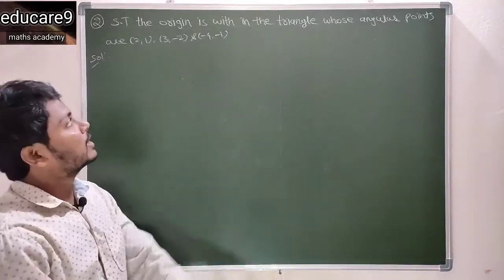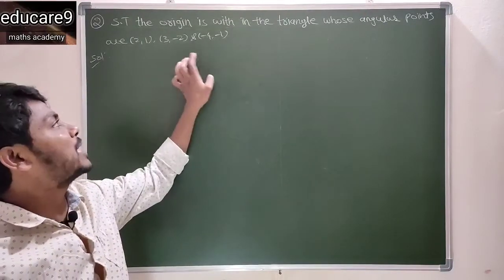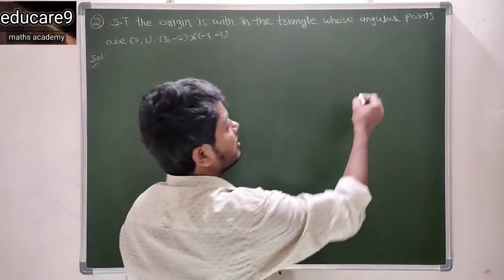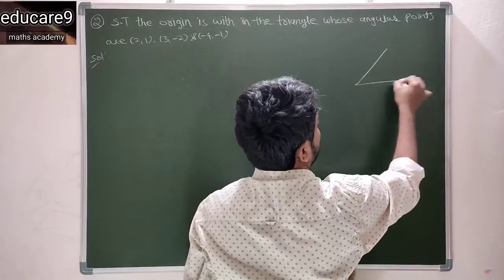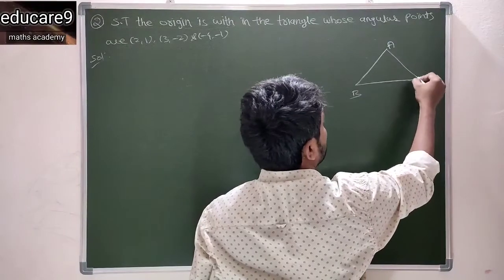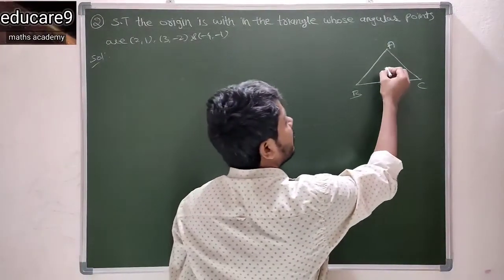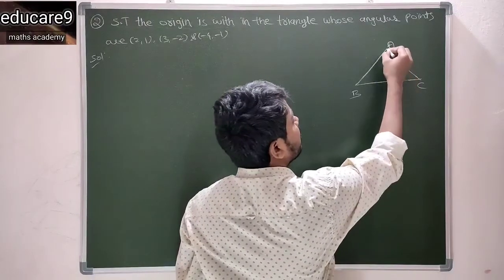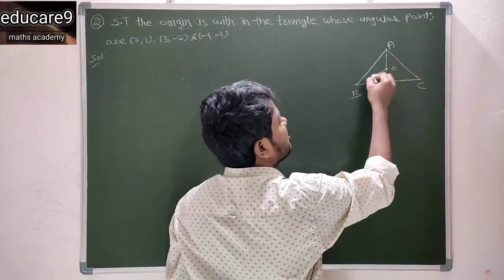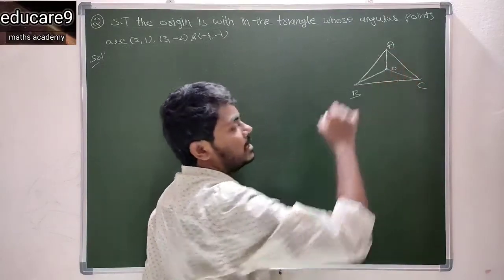So see the second one. Show that origin lies within the triangle whose angular points are given. So see here, this is the triangle ABC. Okay. See here, origin lies inside the triangle. For example, this is the origin. Okay. So this is the triangle AOB area. This is triangle BOC area. This is triangle AOC area.